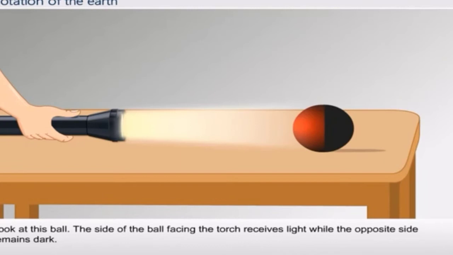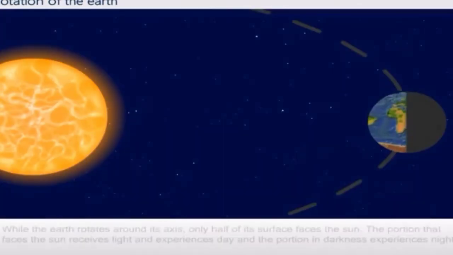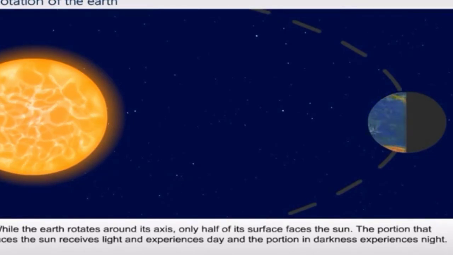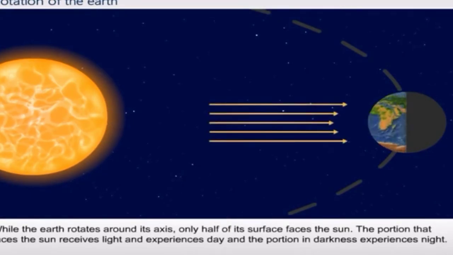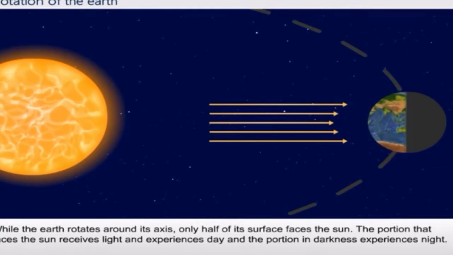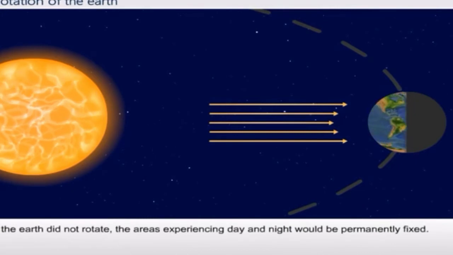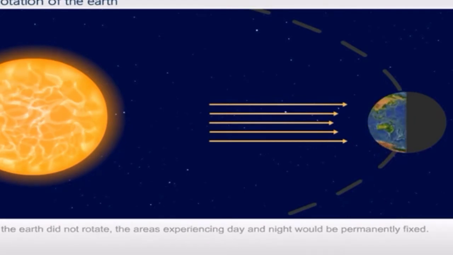Look at this ball. The side of the ball facing the torch receives light, while the opposite side remains dark. We have discussed how day and night occur. While the earth rotates around its axis, only half of the surface faces the sun, isn't it? The portion that faces the sun receives light and experiences day, and the portion in darkness experiences night. Our friends are on the backside of that. If the earth did not rotate, what would happen? The areas experiencing day and night would be permanently fixed like that.